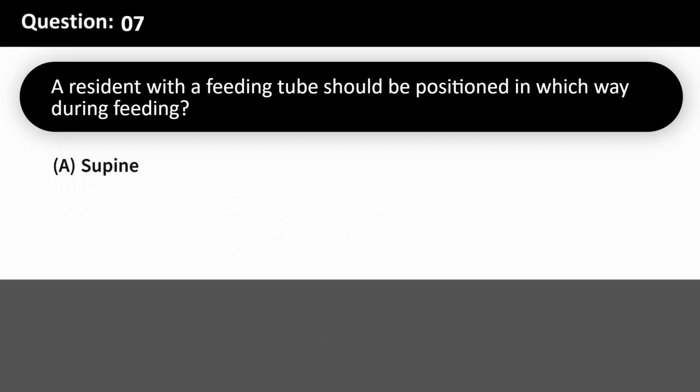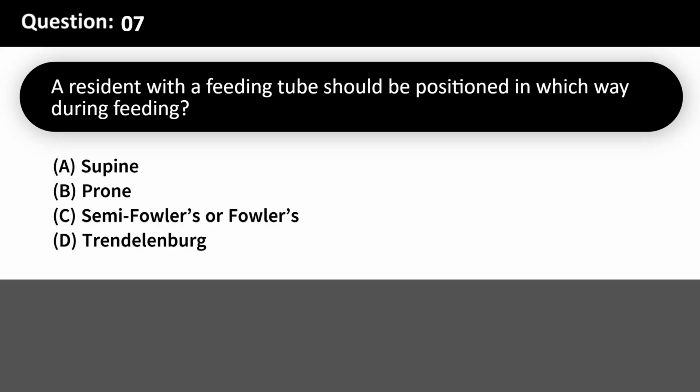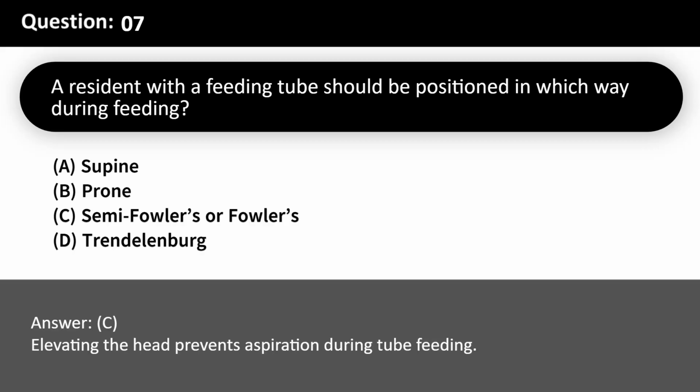A resident with a feeding tube should be positioned in which way during feeding? A. Supine. B. Prone. C. Semi-Fowler's or Fowler's. D. Trendelenburg. Answer: C. Elevating the head prevents aspiration during tube feeding.